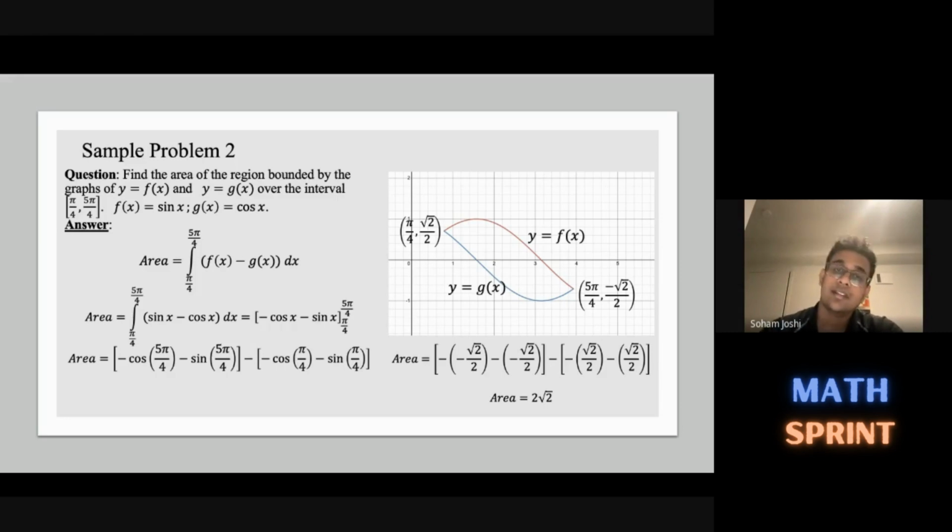So integrating sine x minus cos x with respect to x gets us minus cos x minus sine x. Plug in the upper limit and then the lower limit, and then you take the difference, and you will get an answer of exactly 2 root 2, or 2 times the square root of 2, as the area bounded by the red curve and the blue curve. That is the area in between them.